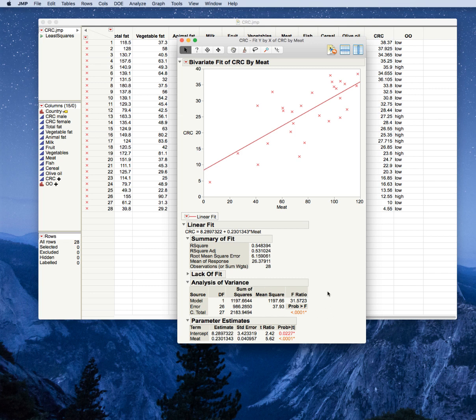And our conclusion here would be that meat consumption is found to be associated with colorectal cancer rates by country, such that every 1 unit increase in meat per capita consumption results in a 0.23 increase in colorectal cancer rates, p-value less than 0.0001. You could also report the R-squared, that the meat accounts for 53.1% of the variability in colorectal cancer rates, which is actually quite good. This is a relatively strong predictor in terms of adjusted R-squares for a single predictor.